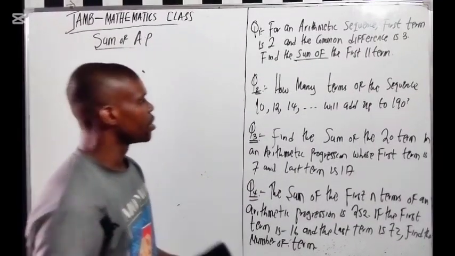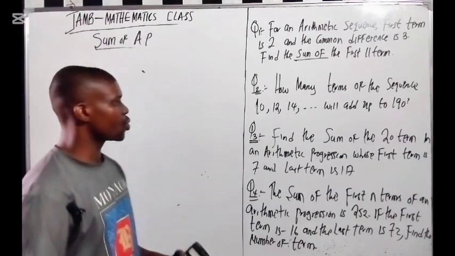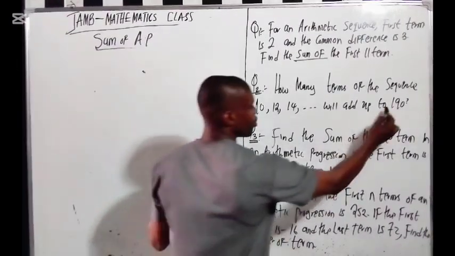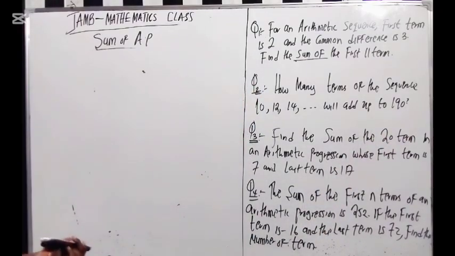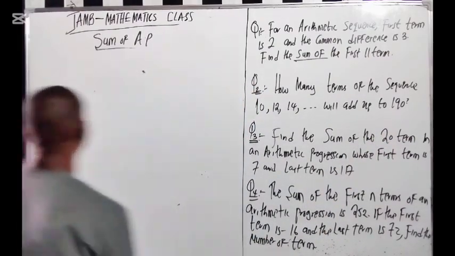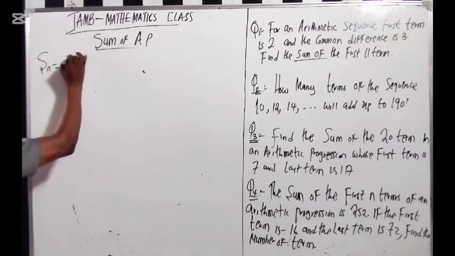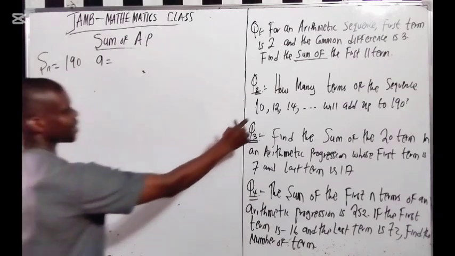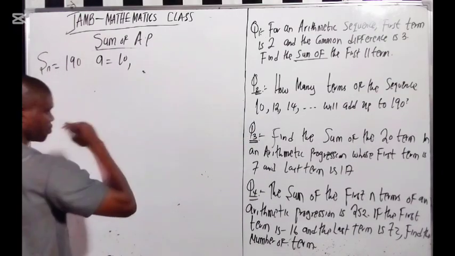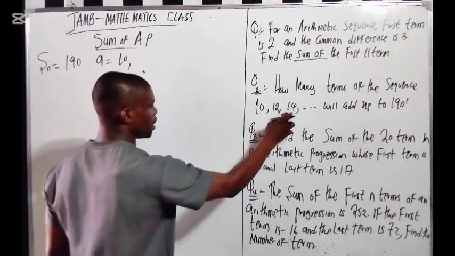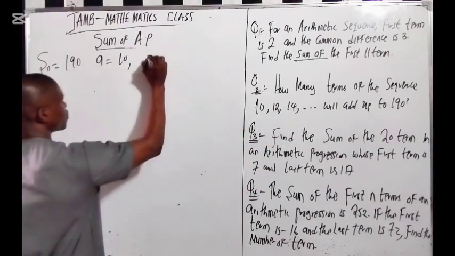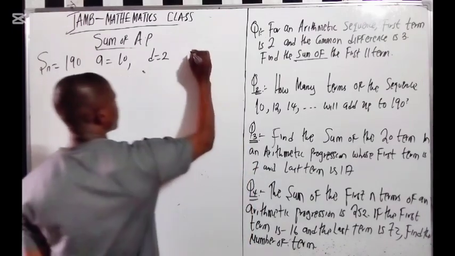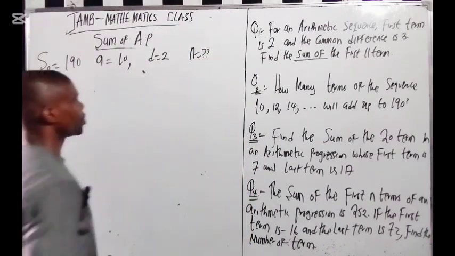How many terms of the sequence 10, 12, 14 must be added up to give 190? The sum of the sequence is 190. Now let's get our first term. My first term is 10. My common difference is 12 minus 10, which is 2. So what I look for is n.